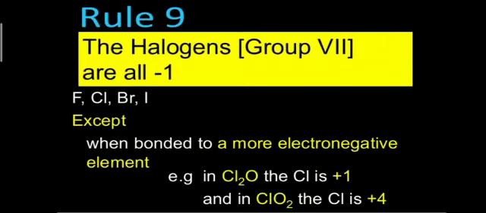But these halogens, when bonded to a more electronegative atom, for example oxygen, change. As you know, compared to chlorine, oxygen is the more electronegative atom. So when chlorine reacts with oxygen, the chlorine oxidation number will change because of oxygen, the more electronegative atom. The oxidation number will be +1 or +4.